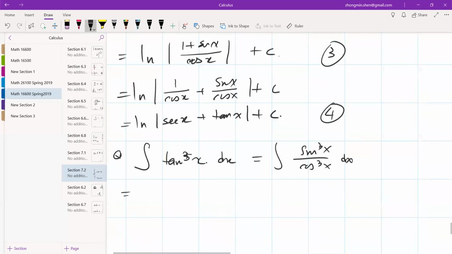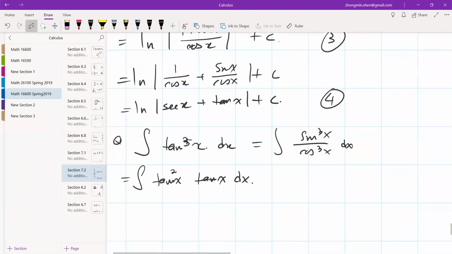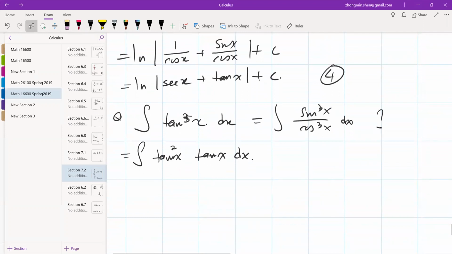So we're trying to use the idea for the sine cube x. So let's try to separate. Okay. So this way we don't know. We have no clue, right? So secant x. Then what? I'm trying to find a substitution. Still does not work. It's not easy to find a substitution.